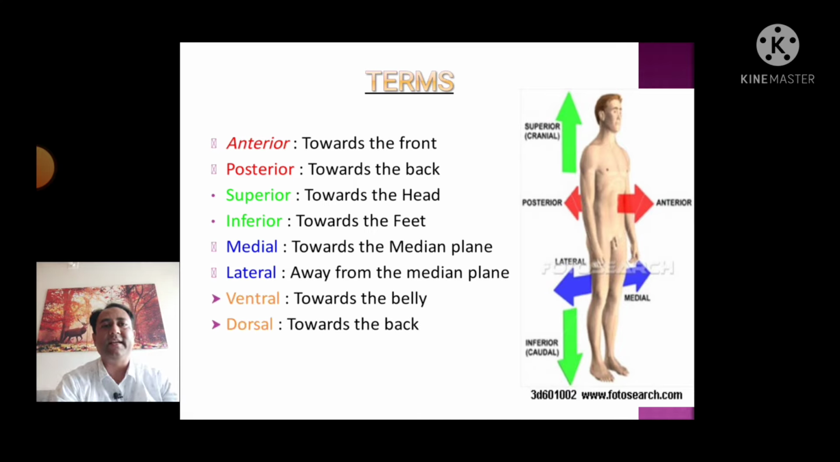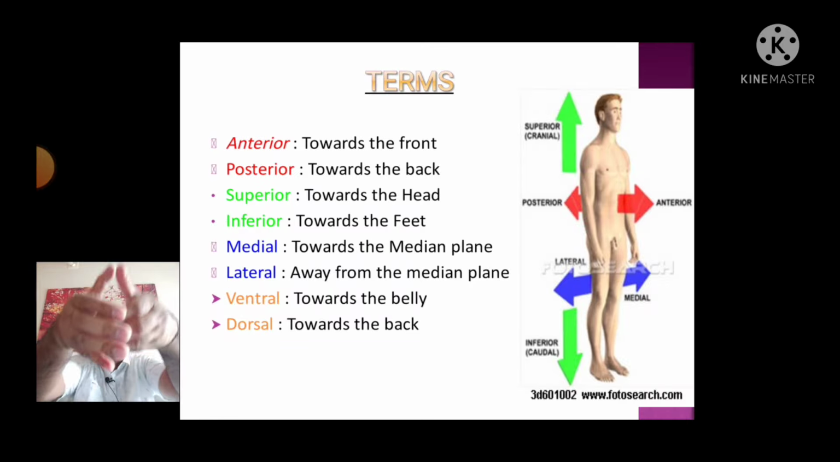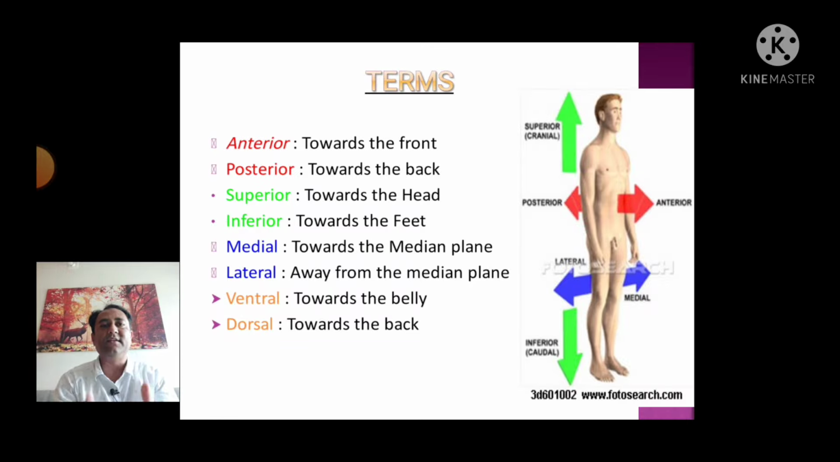Then comes ventral and dorsal. Ventral means towards the belly, and dorsal means towards the back. It is almost the same as anterior and posterior, but these two terms are specifically used for the trunk. They are mainly used for the trunk, towards the belly and towards the back.